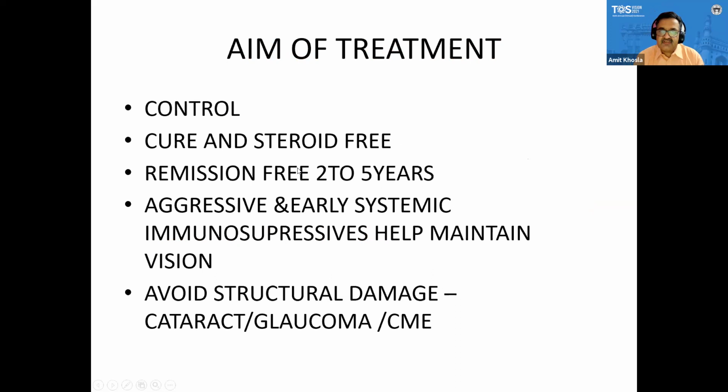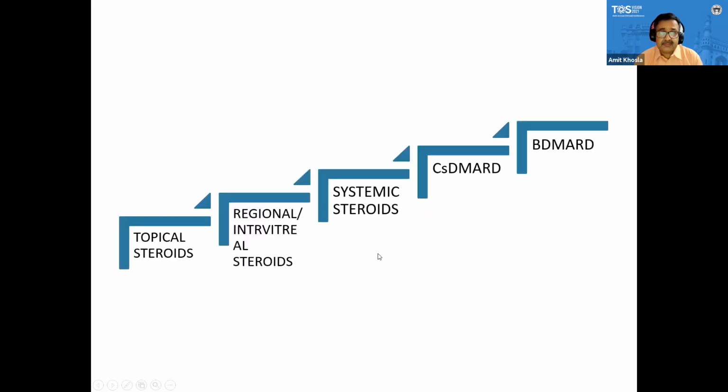It should be remission-free for 2 to 5 years, depending on the severity, before you think of tapering it. So it's always important to be aggressive and start systemic immunosuppressive therapy early. The aim is to prevent cataract, glaucoma, and CME. What pediatric rheumatology has taught me is that cataract has to be avoided at all costs in JIA, because early surgery makes it difficult to put in the lens.